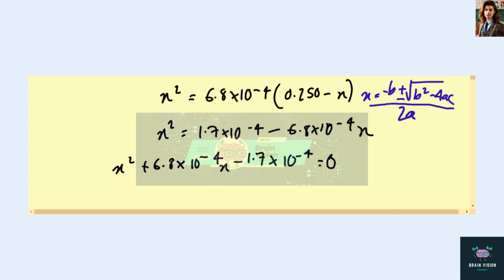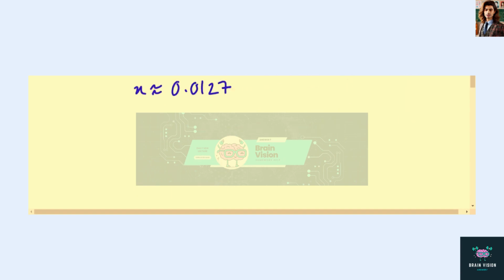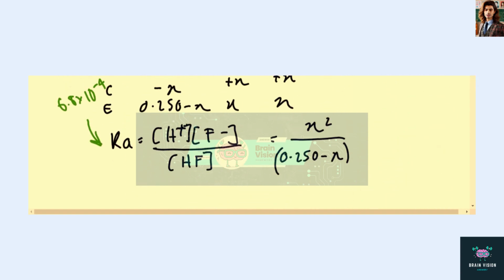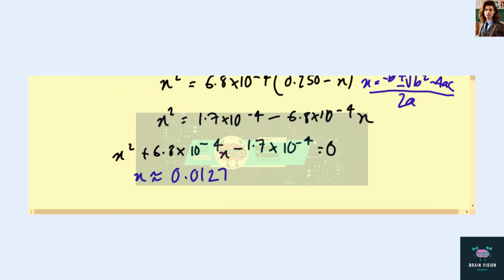Where A is going to be 1, B is going to be 6.8 times 10 to the power minus 4, and C is going to be 1.7 times 10 to the power minus 4, right? And that should give you X to be about 0.0127. But if you notice, we're not done yet because we have only calculated X, which is just the concentration of H plus, the hydronium ion. So what we would actually need to do is minus log this concentration to get the pH.